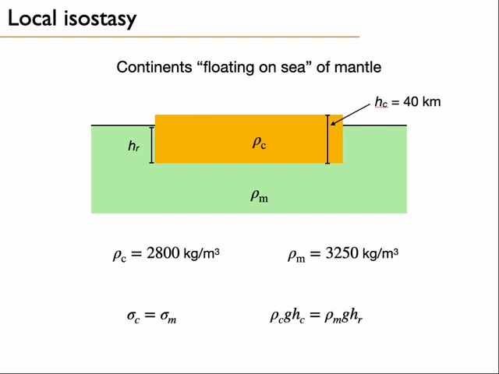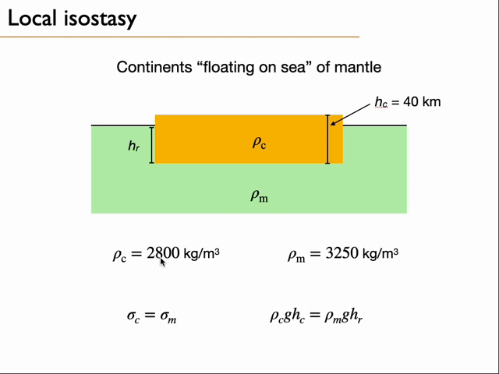So let's introduce some characteristic numbers. The density of crustal rocks here for the continental crust is about 2,800 kilograms per meter cubed, and the density of the mantle will be set to 3,250 kilograms per meter cubed. So the mantle is denser than the crust.